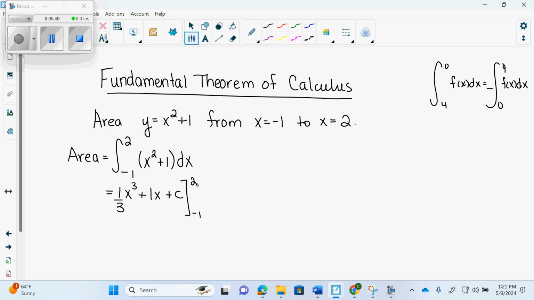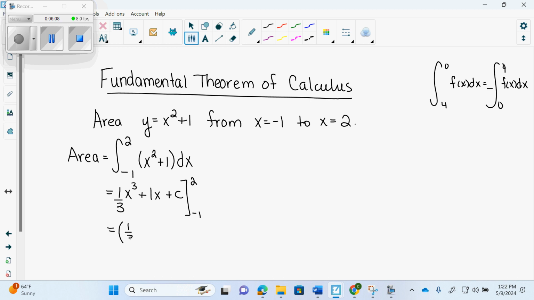Okay? Now this is where the fundamental theorem of calculus comes in. Once you go back to your original question, you plug in the top number minus plugging in the bottom number. So you substitute in the top number minus substitute in the bottom number, and it'll get you the area under the curve. So what does that mean? That means this. We're going to go in brackets and plug in the 2 first.